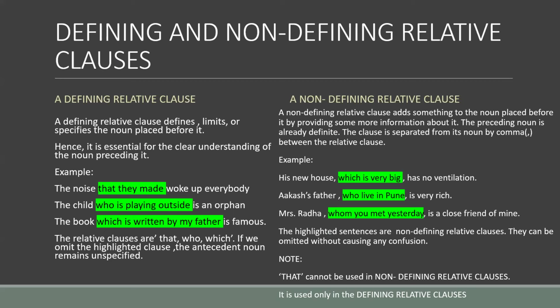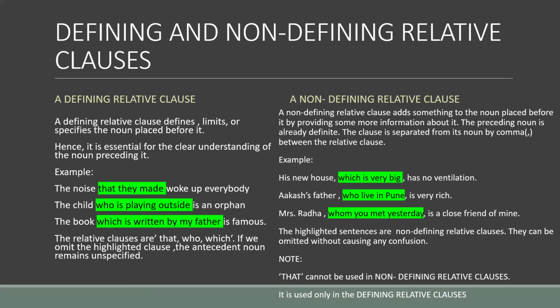Here, that, who, which. If we omit the highlighted clause, the antecedent remains unspecified. For example, the noise woke up everybody. The child is an orphan. The book is famous. So it is not speaking about a particular thing if you don't mention it.